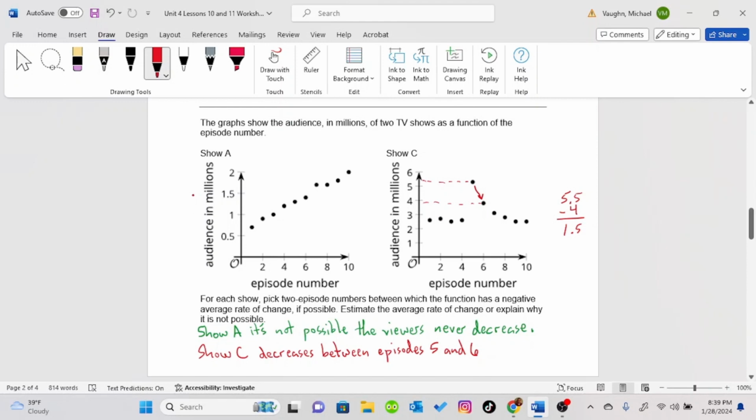So we could say show C decreases between episodes 5 and 6 by approximately 1.5 million viewers.